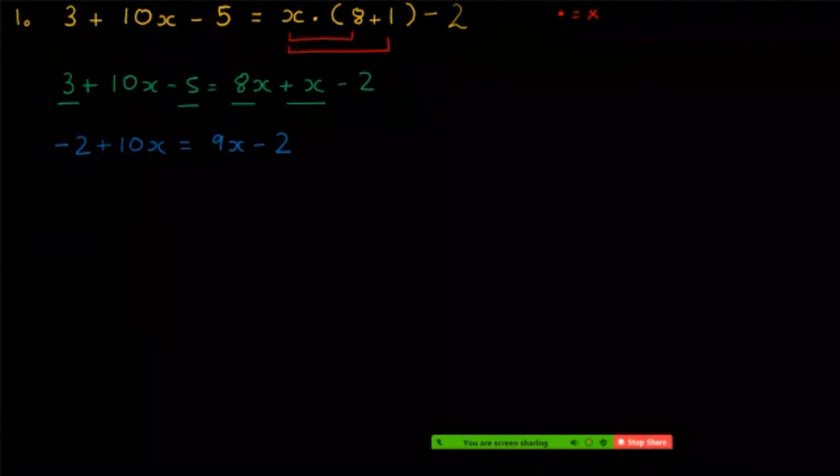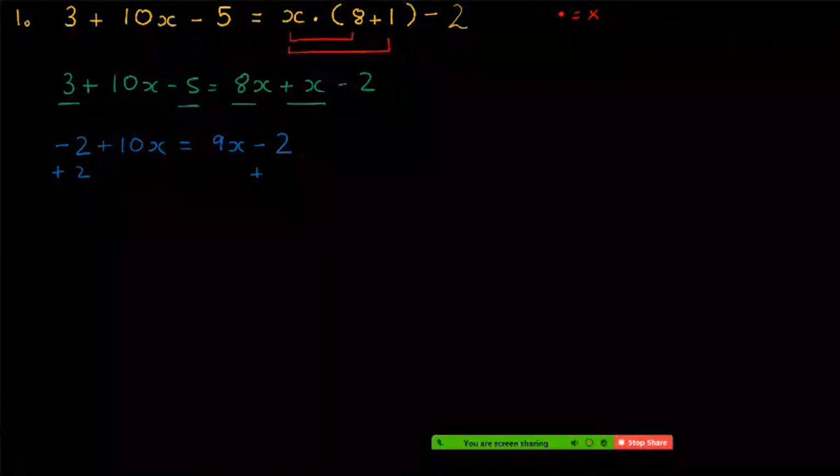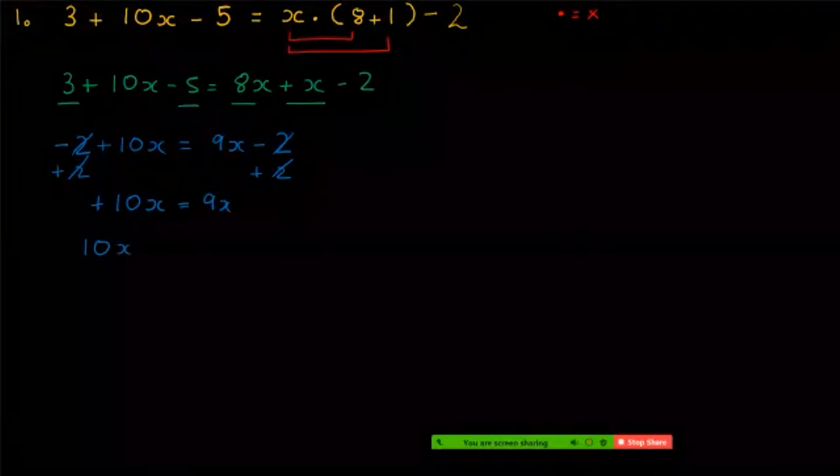And what we want to do is add 2 to both sides to get rid of the minus 2. So let's add 2, and then they cancel out, and we have 10x equals 9x. Then we want to move the 9x to the other side, so we have 10x minus 9x equals 0. And then 10 minus 9 is 1, so we have x equals 0.